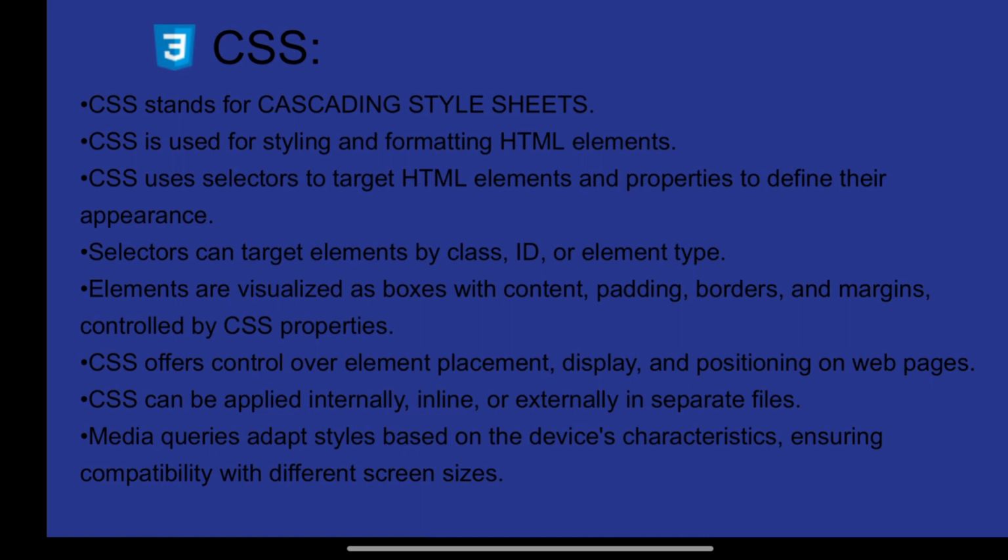Next, about CSS. CSS stands for Cascading Style Sheets. CSS is used for styling and formatting HTML elements. CSS uses selectors to target HTML elements and properties to define their appearance. Selectors can target elements by class, ID, or element type. Elements are visualized as boxes with content, padding, borders, and margins controlled by CSS properties. CSS offers control over element placement, display, and positioning on web pages.